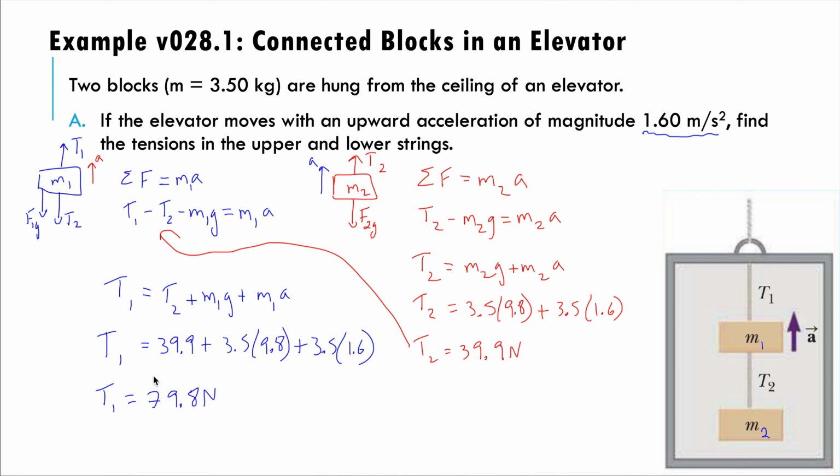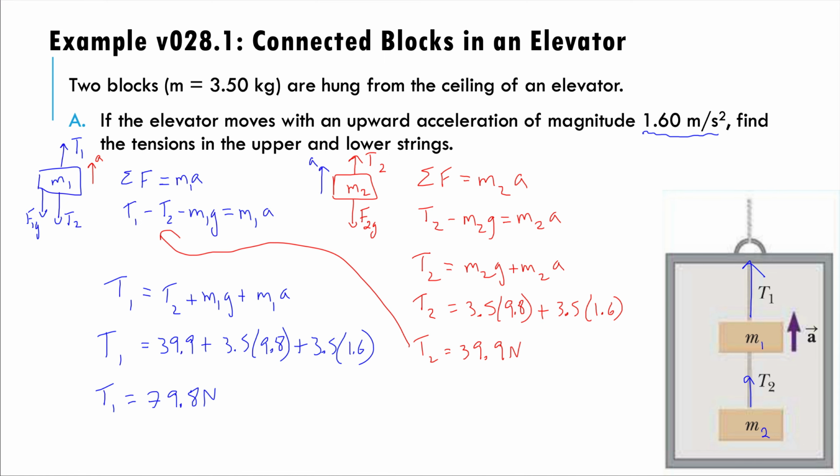So we have found the two tensions. Notice that T1 is twice the tension of T2. Does that make sense? Think about T1. It's this top string here, which is holding on to 2 masses, while the bottom string here is only holding on to 1 mass. So it makes sense that there's twice the tension.